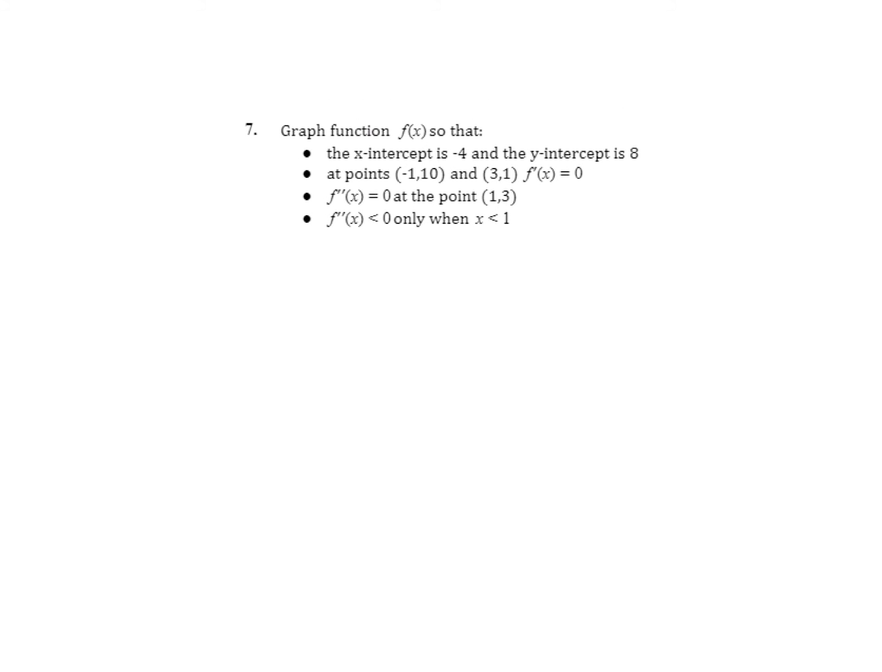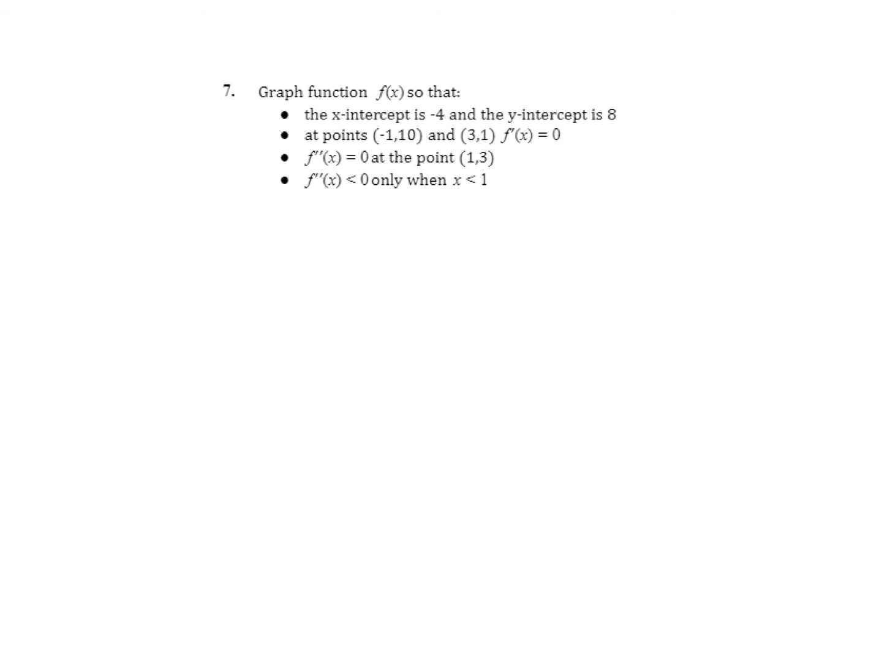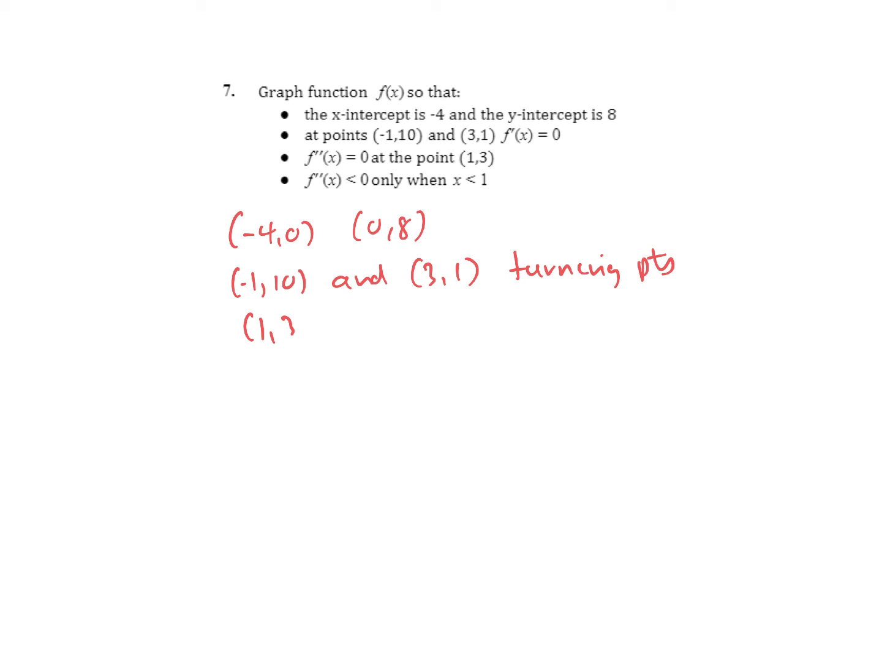Okay, similar question here. We have an x-intercept at -4. We have a y-intercept at 8. We have turning points at (-1, 10) and (3, 1) because f prime of x is 0, so that means that they are turning points, a local max and a local min. f double prime of x equals 0 at (1, 3). That is a point of inflection. So when the second derivative is 0, that would be a point of inflection.